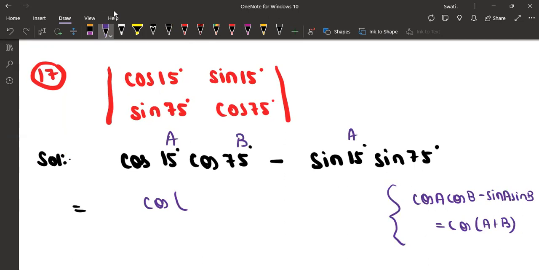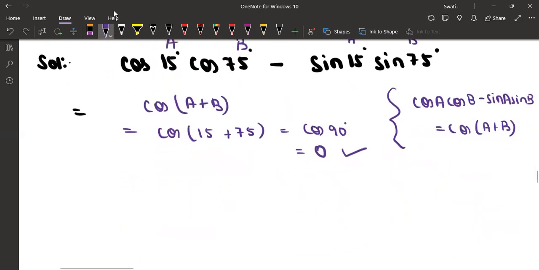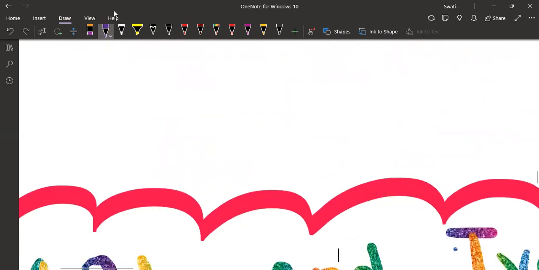Here also you can see A and B are the same. So using this formula, it is going to be cos of A plus B. That means A is 15, so 15 plus 75. 15 plus 75 is of course 90, and the value of cos 90 we all know is 0. So therefore the answer is 0. In most of the questions we get 0 as the answer, but not always. Okay.